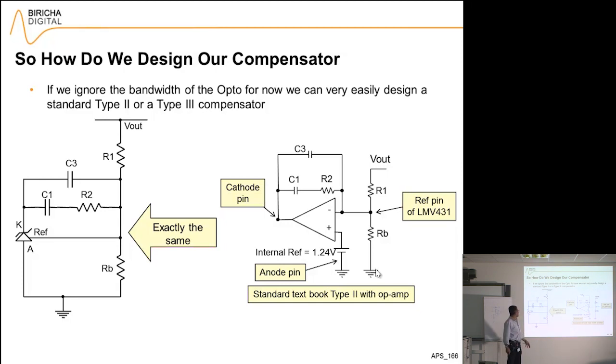It's a type 2 compensator. If I wanted a type 3 compensator, all I have to do is add a resistor and a capacitor across here, and then I have got a type 3 compensator. There you go. That's a type 2 with LMV431.